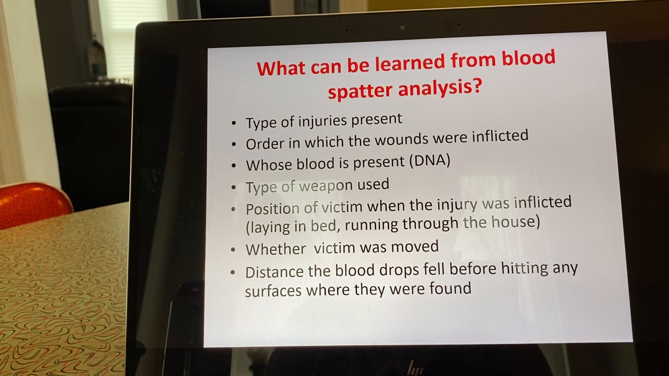I'm going to show you a perfect example of that in a little bit from the O.J. Simpson case. So we can also tell was the person laying in bed? Were they running? Whether the victim was moved after perhaps they were unconscious or deceased, and also be able to calculate the distance that the blood drops fell before hitting any surfaces where they were found.